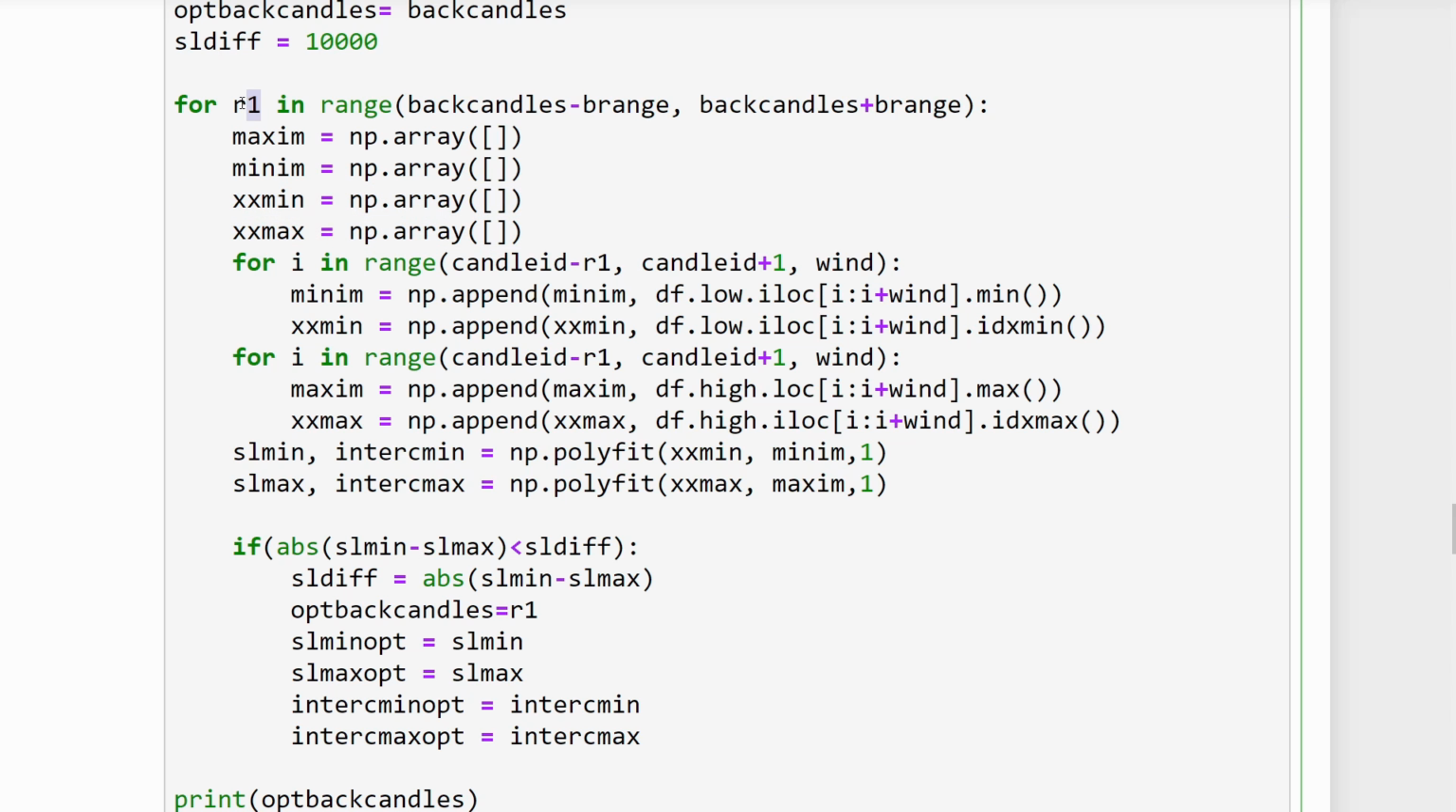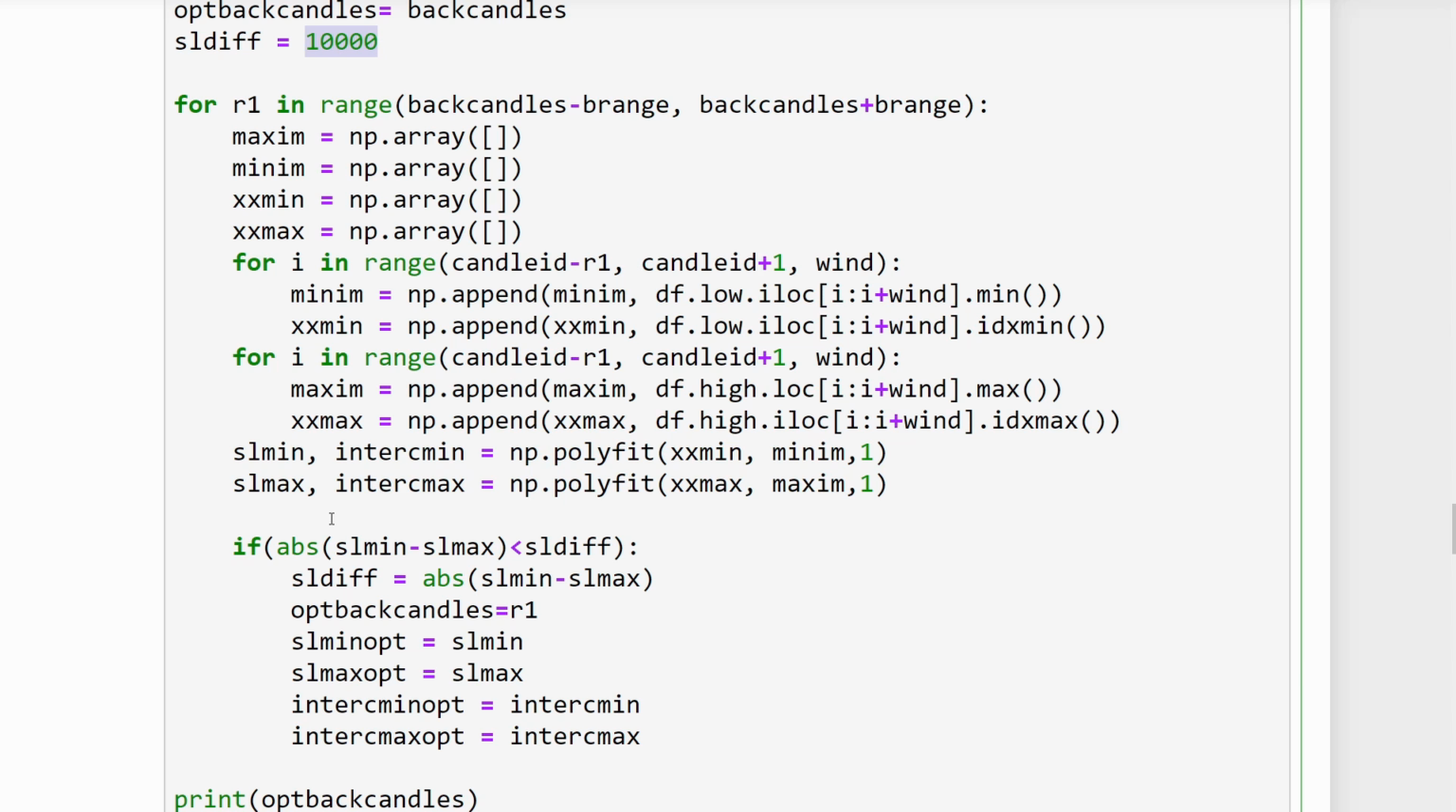So for each value of back candles that is defined by the R1 variable, we're going to fill these minima and maxima points and their indexes into their respective NumPy arrays. We're going to use the polyfit function once more. And then once we have the slopes of the minima and the maxima, as well as the intercepts, we're going to test if the absolute difference between the slopes of minima and maxima is less than the slope difference that we currently have, which was set initially at something that is very big.